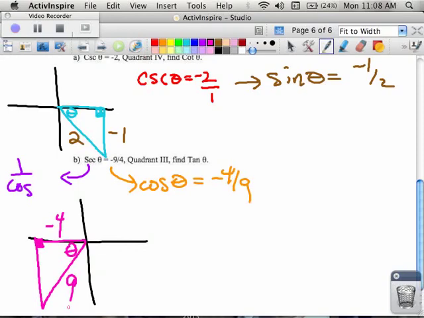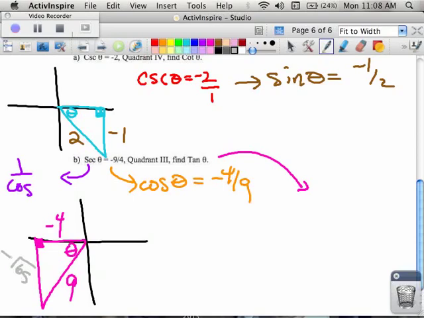I'm just going to talk through the last problem to do this one. It says find the tangent. In order to find the tangent, I have to use the Pythagorean theorem. So 81 minus 16 is 65. So this last side is the square root of 65. And if I want the tangent, I know the tangent is the, oh, this is negative, right?